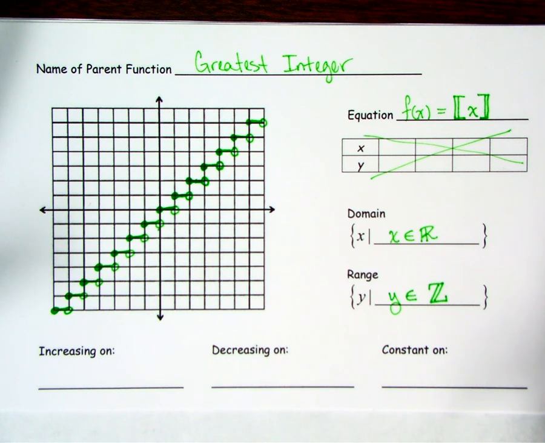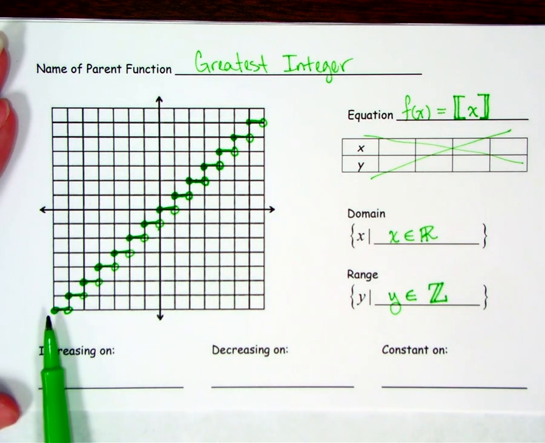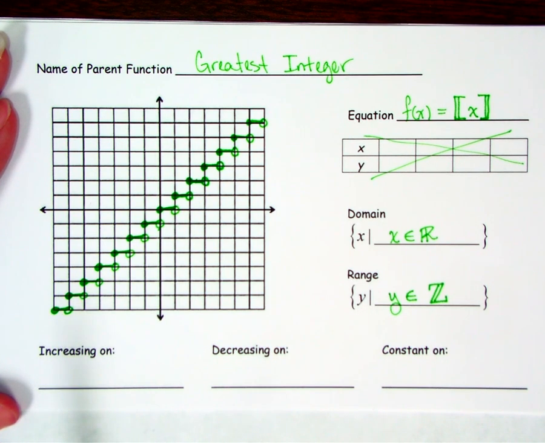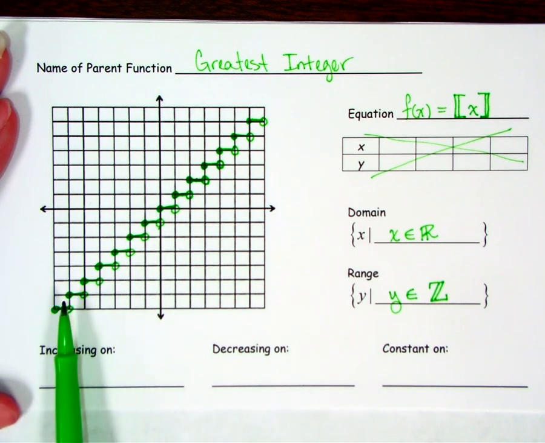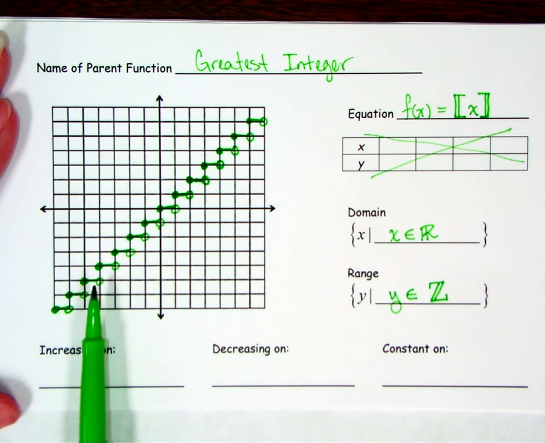All right, now for intervals of increasing, decreasing, and constant. If I put my pen on the graph as far to the left as I can see, and I move it along the graph, I'd have to stay at a constant level for this little step here. And then I would have to pick up my pen to get to the next level. And then I'd stay at a constant level for this step, and this step, and this step.